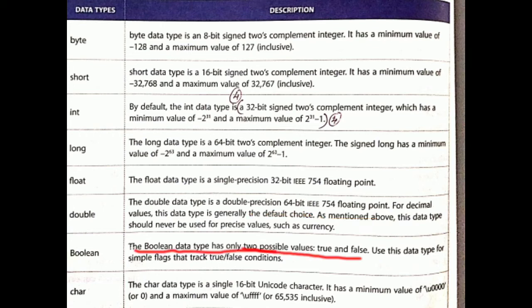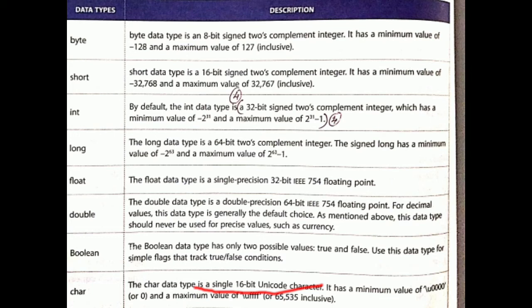And look at the next one, boolean. Boolean means they give two values. Either it can be true or false. Okay, and last one is char. Char data type means it is a 16-bit Unicode character.